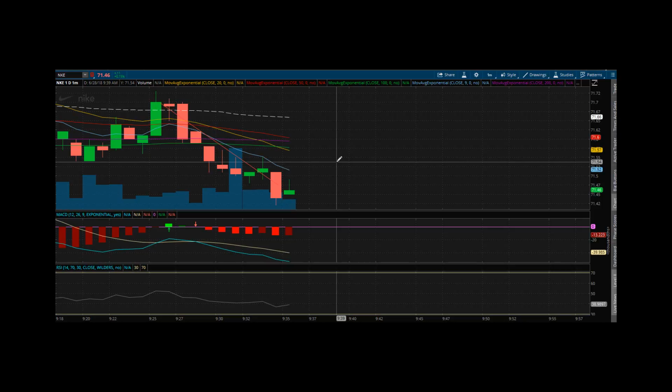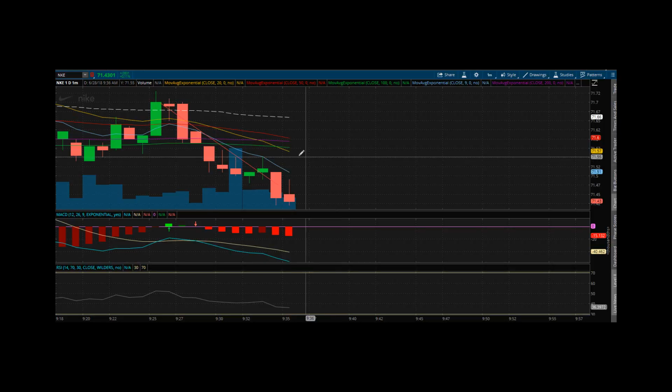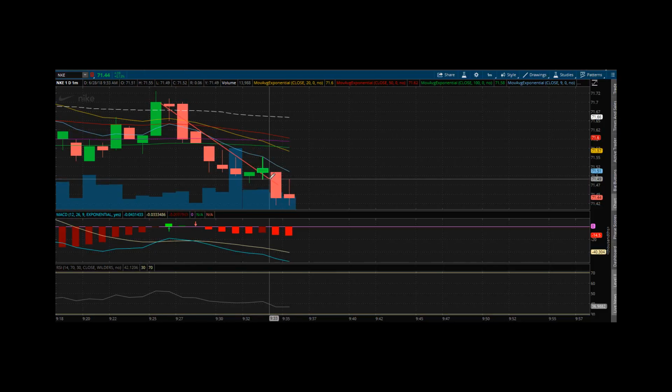And a lot of people pretty much just scalp for a couple pennies, but this is scalping for a little bit more than that. So anyways, let's just say I would have bought right there at, where does it say? Okay, so it's 71.47. We'll just say that's where I bought.